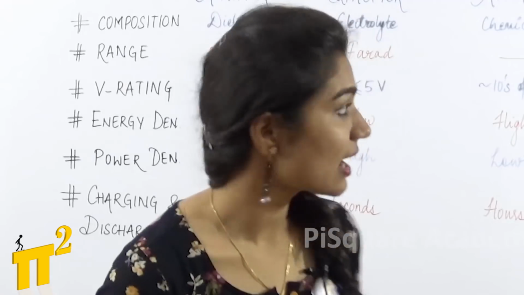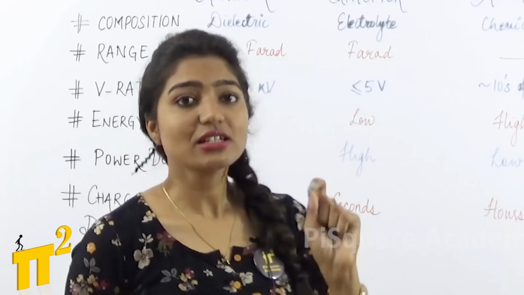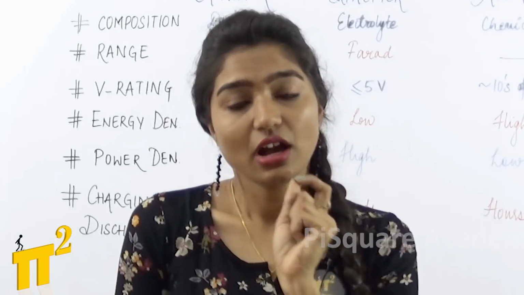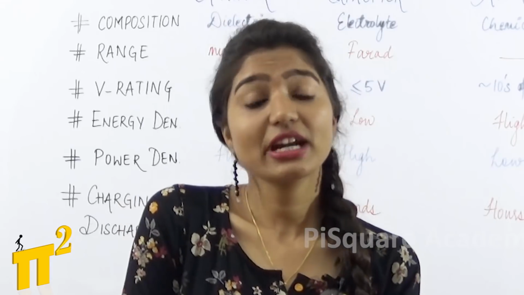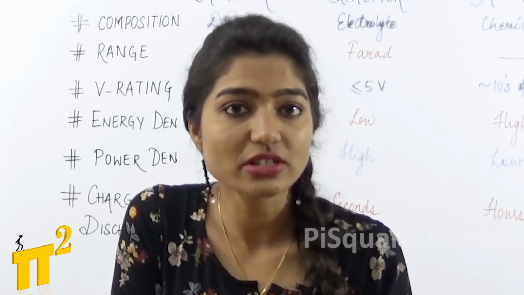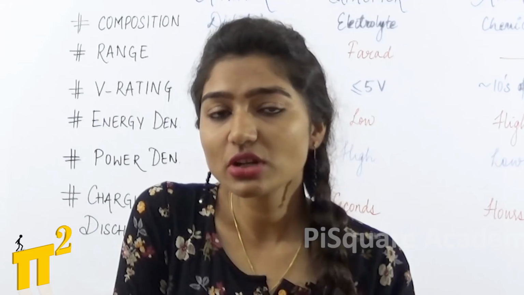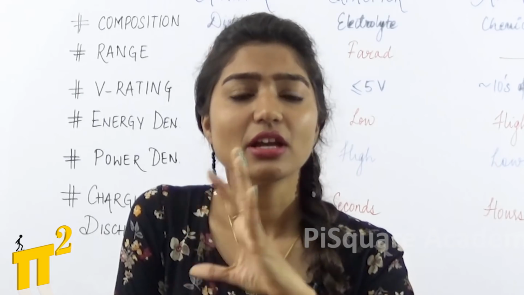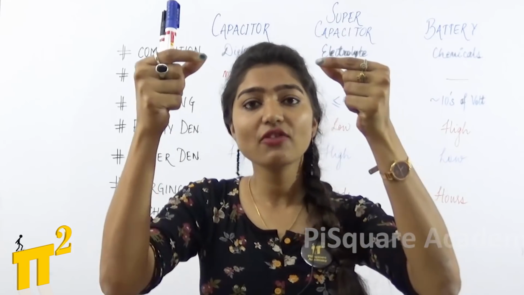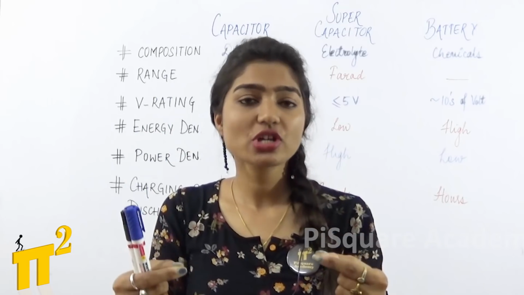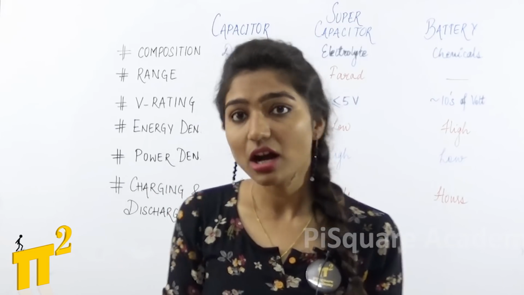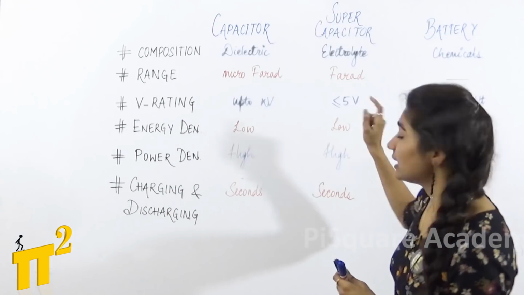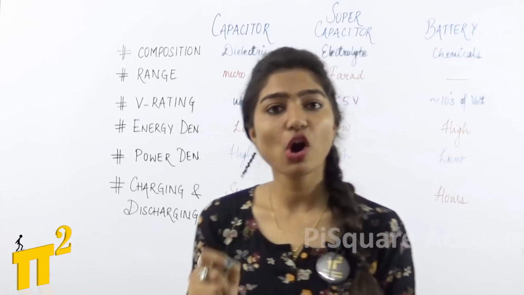Now you will notice that capacitors have a dielectric, right? So you can work with a capacitor at very high voltage ranges. There will be no insulation breakdown, nothing will happen. If you have a higher voltage, more charges will be accumulated on the metal plates of the capacitor. But the supercapacitor has a very small voltage range.